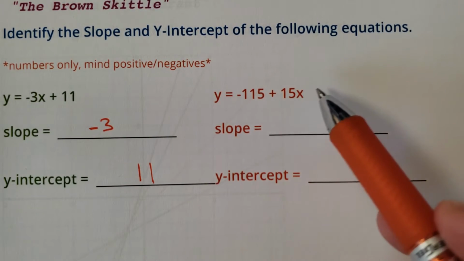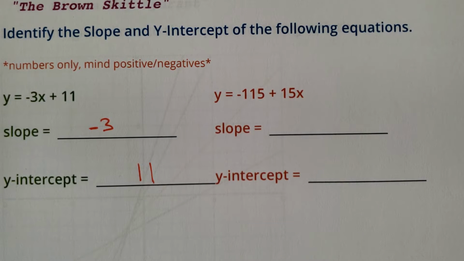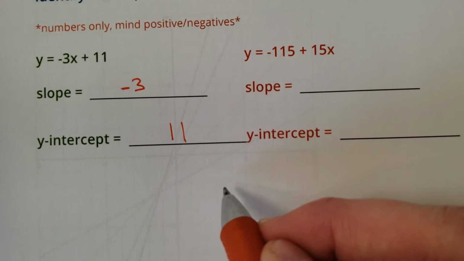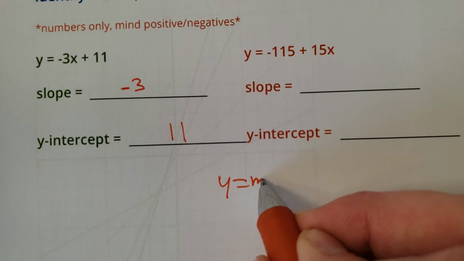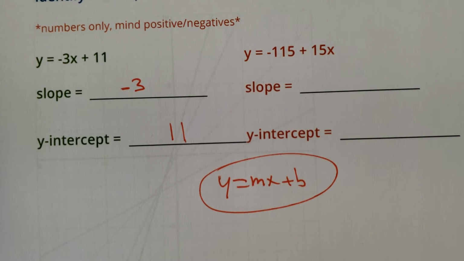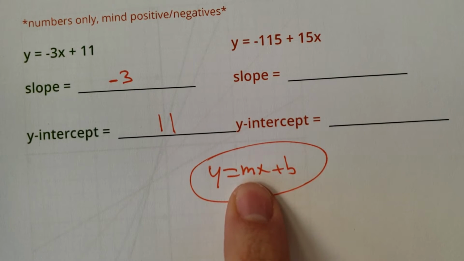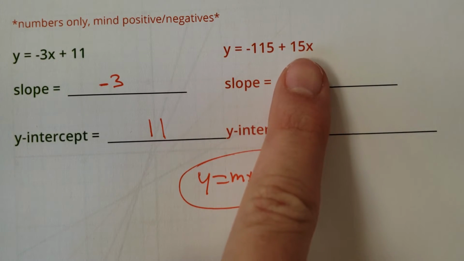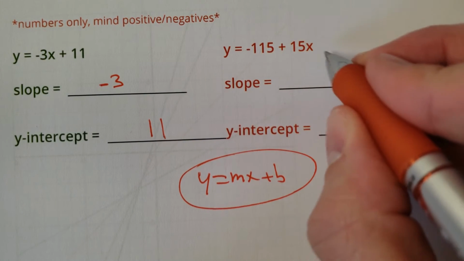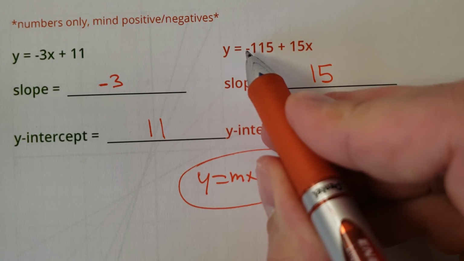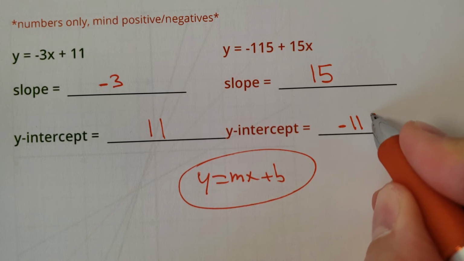Here we go. Next one, we have y equals negative 115 plus 15x. Now, again, a lot of people make this mistake. They just assume the first number they see is going to be the slope, because slope-intercept form is y equals mx plus b. Slope-intercept form is normally always written that way, but just because it's the first number you see does not mean it's the slope. The slope is the number that's connected to the x value. So the slope in this equation is the 15. The y-intercept is the negative 115.